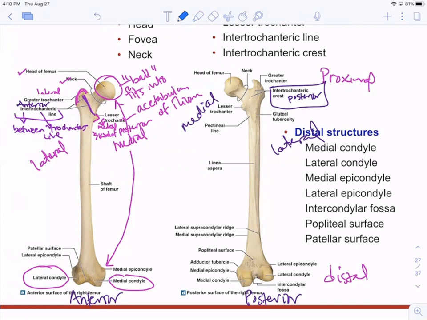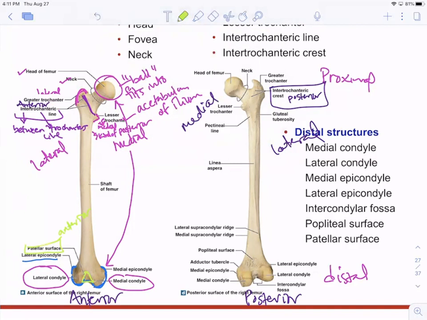Nothing in the shaft, but down at the distal end, you're going to have a lateral epicondyle, and then the lateral condyle, and then the medial epicondyle, and the medial condyle. You're going to have this smooth surface on the anterior surface where your patella sits, and that's the patellar surface. Again, that's anterior because your patella bone is anterior.